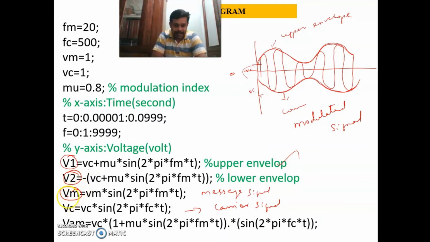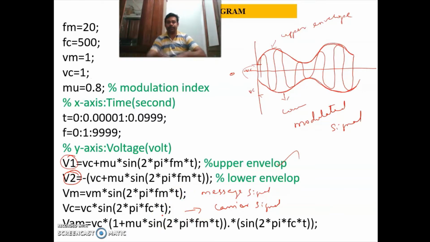Please listen, this is capital Vm. Capital Vm is equal to small vm into sine 2 pi FM into T. Small vm is the amplitude of the message signal, and FM is the frequency of the message signal. Now capital VC, the carrier signal, is equal to small vc into sine 2 pi fc into t, where small vc is the amplitude of the carrier signal. Now we have defined the message signal and carrier signal.